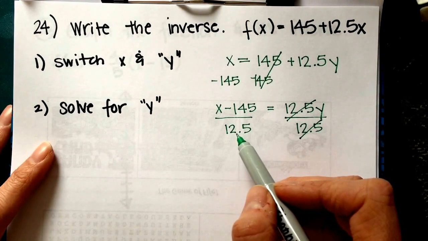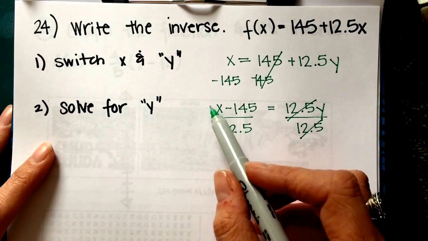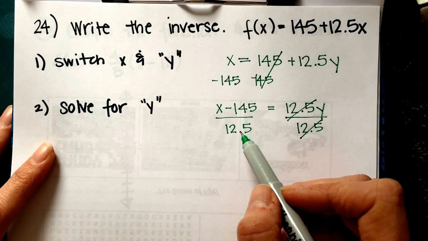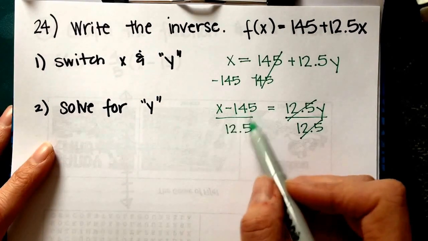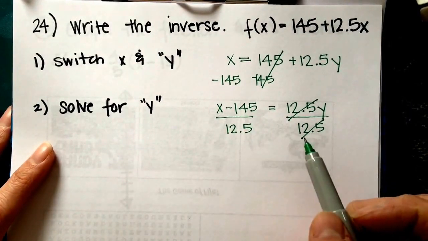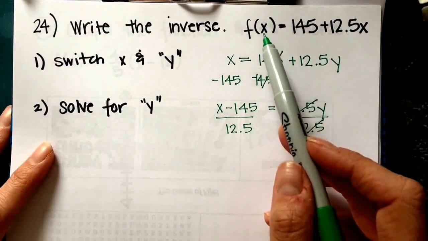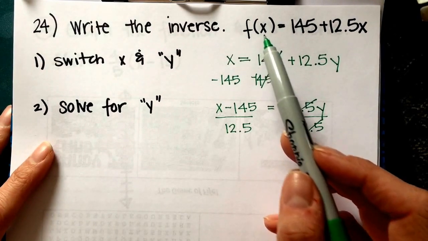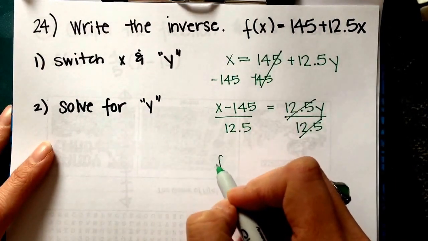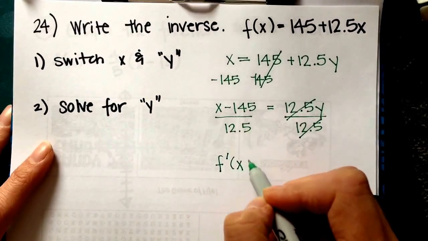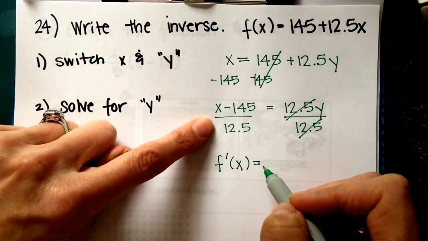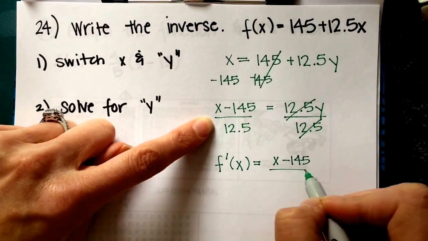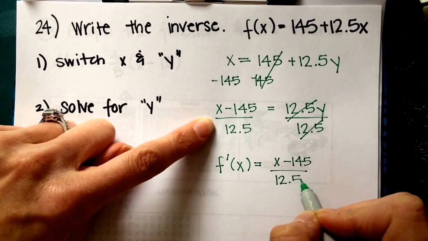If I was going to graph it, I would separate it because then I would have the slope and a y-intercept and it would be easier to graph. But they didn't ask me to graph it, so I'm not going to make extra work for myself. I'm going to leave it like that. When you go to write your final answer, you need to switch back to function notation. So I'm going to switch back to f of x, and to show that it's an inverse, we write f prime of x equals, this is our inverse function now, x minus 145 over 12.5.